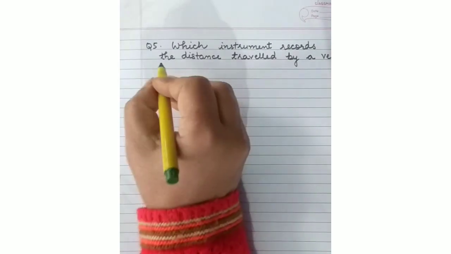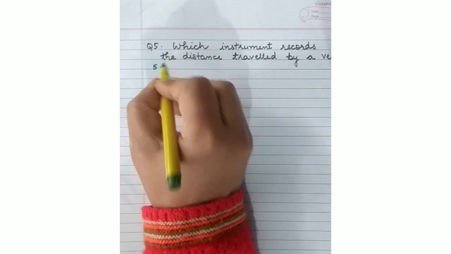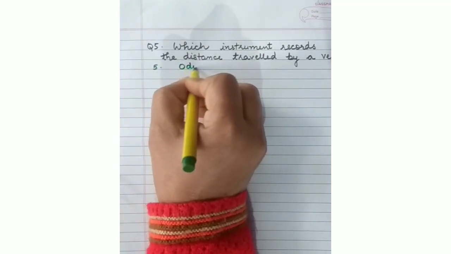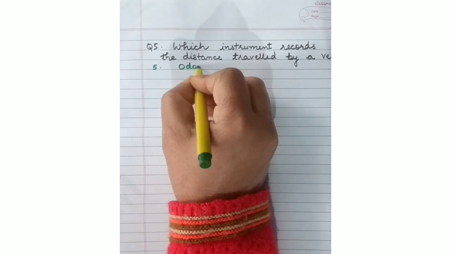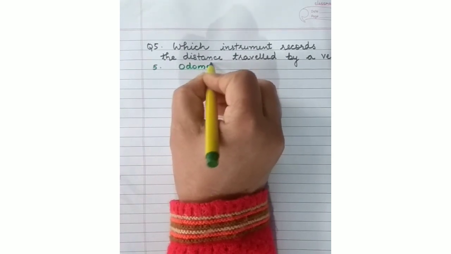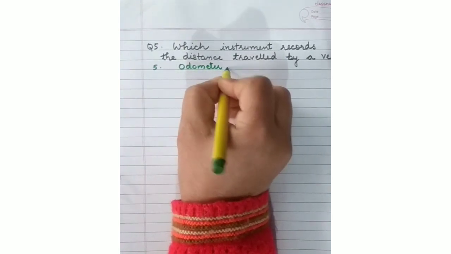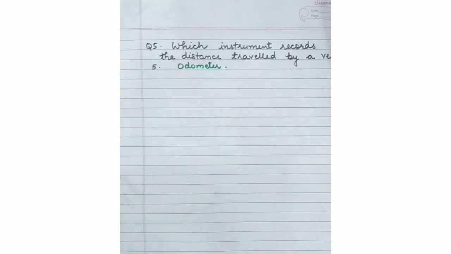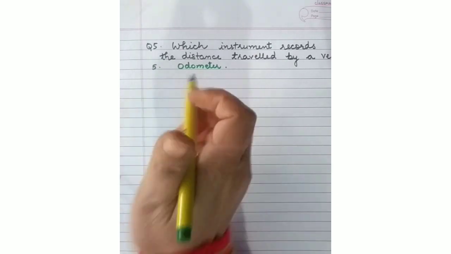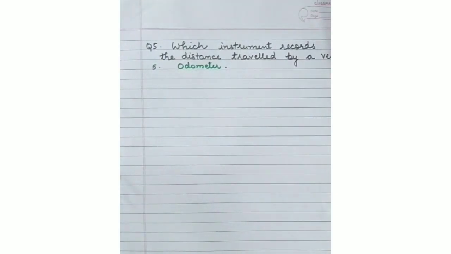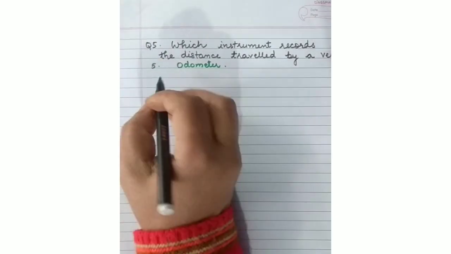That is your very simple odometer. You can see this in your vehicles. Odometer is used to measure. It records the distance traveled by a particular vehicle. Okay, so what's the answer? What's the name of the instrument? That is odometer. And speedometer is used for measuring the speed. Next your question is question number 6.